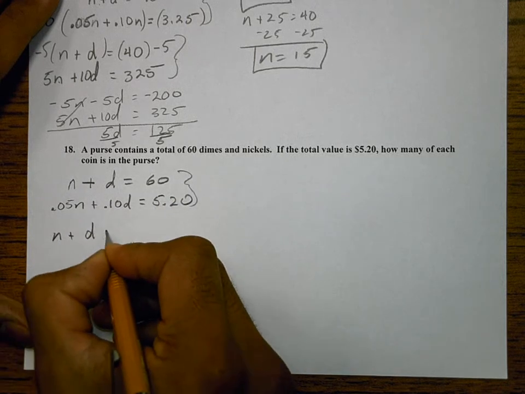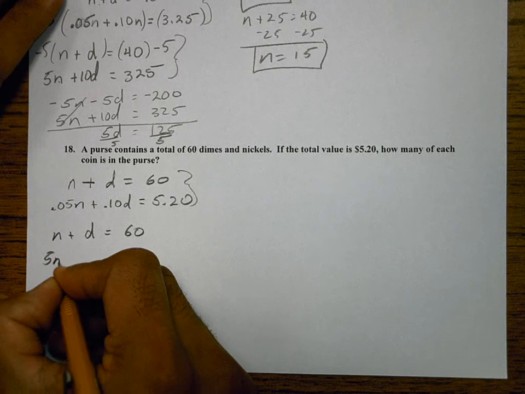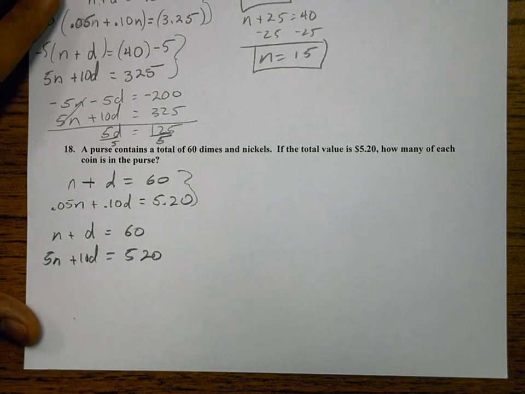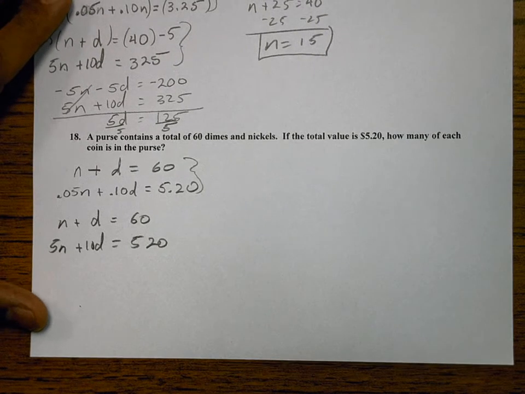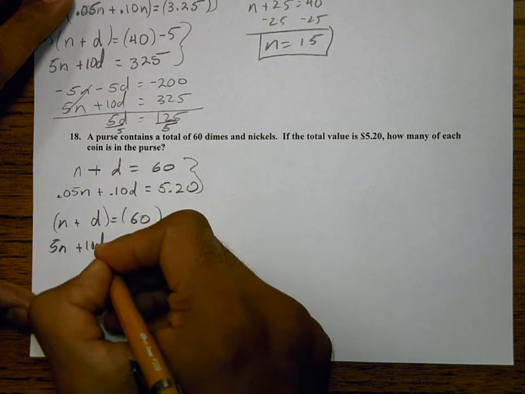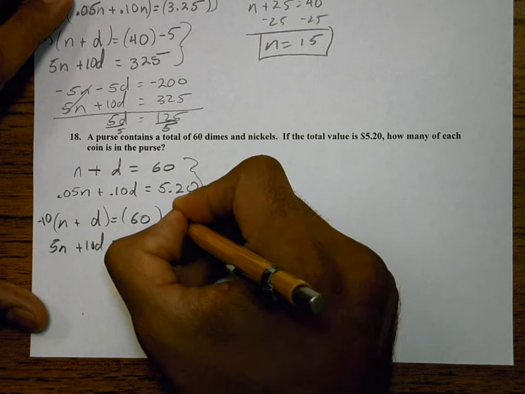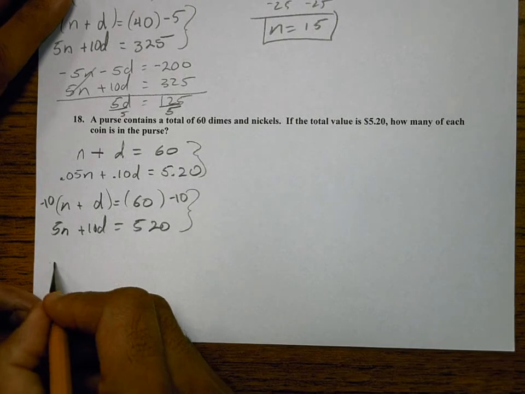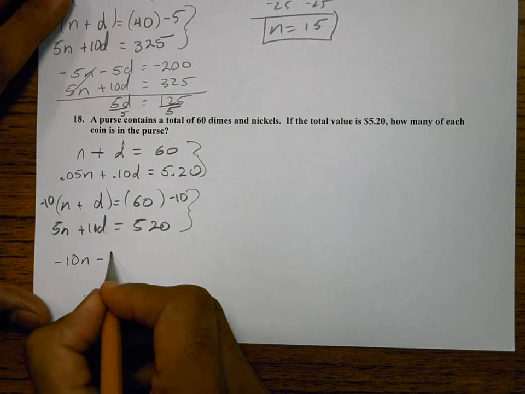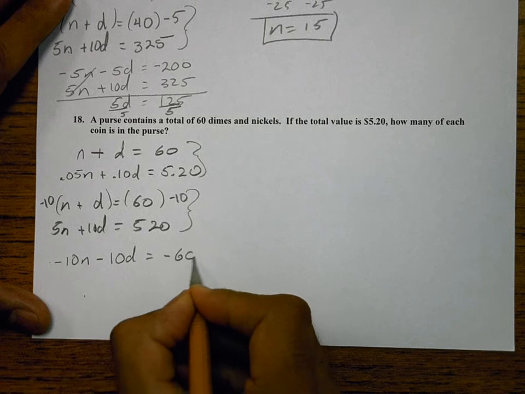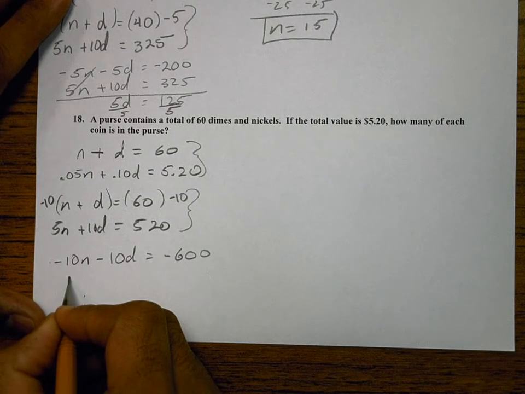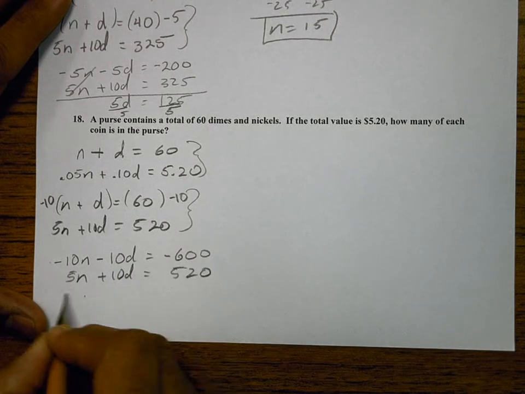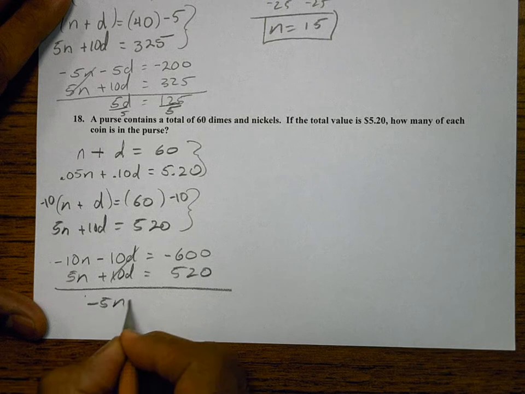Okay, I'll multiply everything by 100 again, so I'm going to get n plus d equals 60, and 5n plus 10d equals 520. And then I'll go ahead and use elimination again, but I'll get rid of the d's this time, or the dimes. So I'll multiply by negative 10. So I get negative 10n minus 10d equals negative 600, and then 5n plus 10d equals 520. So these cross off, and I get negative 5n equals negative 80.